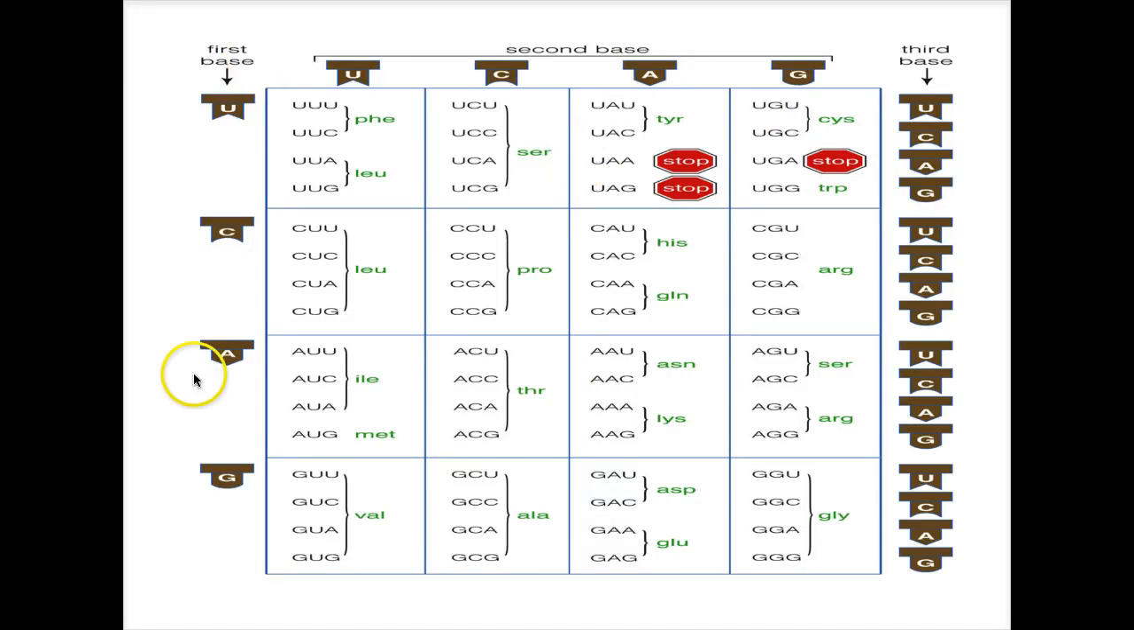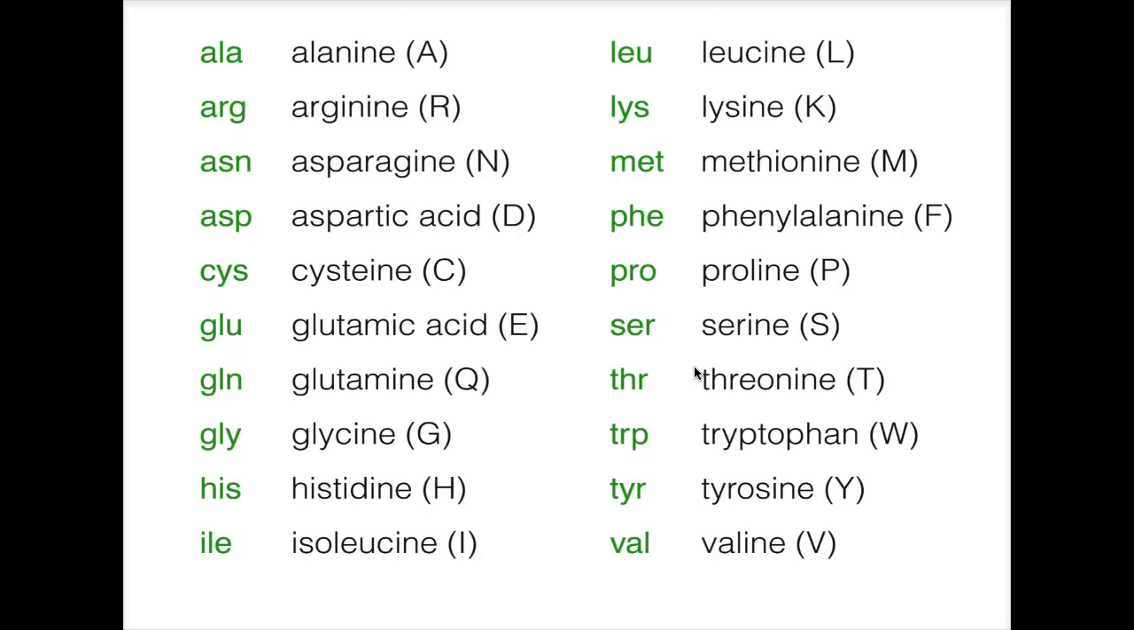So my first base is A. My second base is A. So I'm going to go to where the A's of the first and the second base intersect. I'll be in this big box. And my third base, I think I said is C. Sorry if I didn't. AAC would stand for or code for ASN. And if we go to this table, ASN stands for asparagine, and that is represented by a capital letter N.